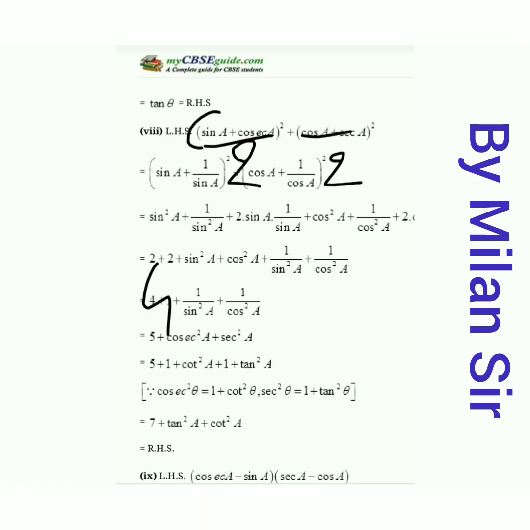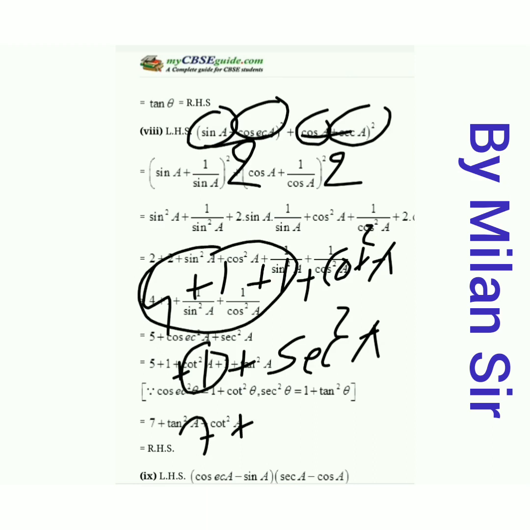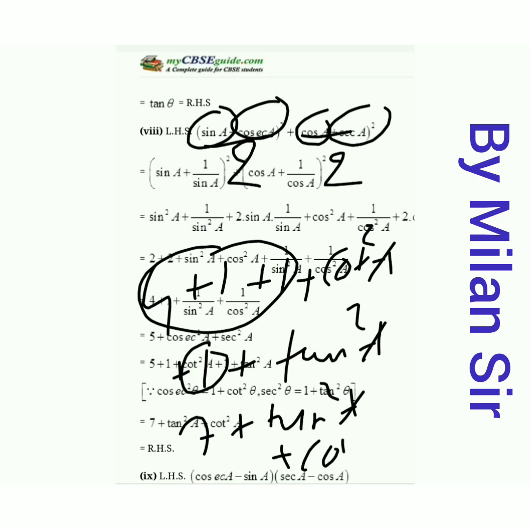And second thing, sin square A plus cos square A, it's a 1. Then in place of cosec square A, use the identity 1 plus cot square A. And in place of sec square A, use the identity 1 plus tan square A. So 4 plus 1 is 5, plus 1 is 6, plus 1 is 7, plus tan square A plus cot square A. So this is our right hand side. Done.